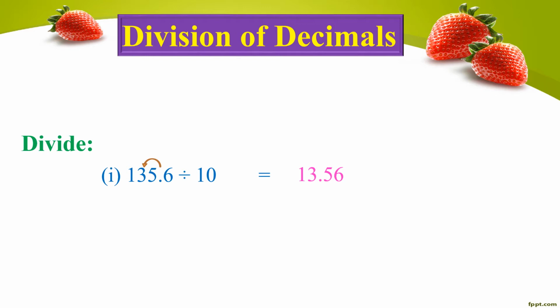Okay, let us see another one. Students, you have to keep in mind that the decimal point moves to the left by the number of places equal to the number of zeros in the divisor. If there is 1 zero, we have to shift the decimal point one place to the left. Okay, let us see another sum.